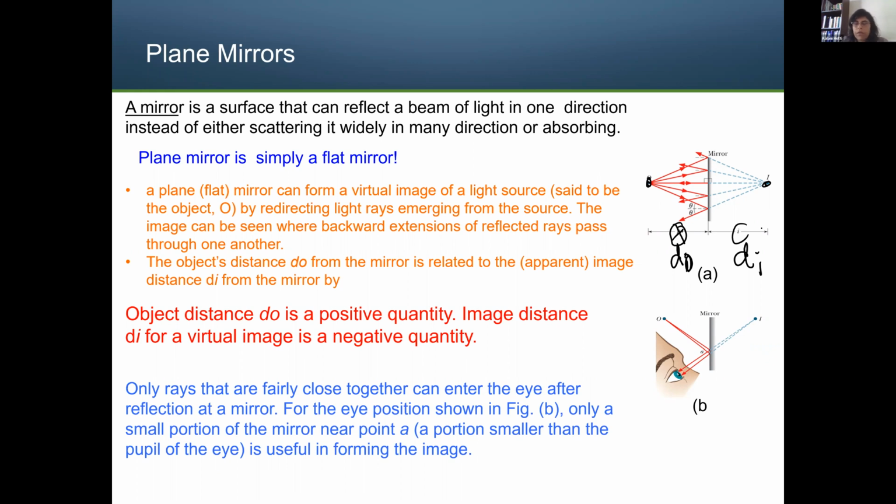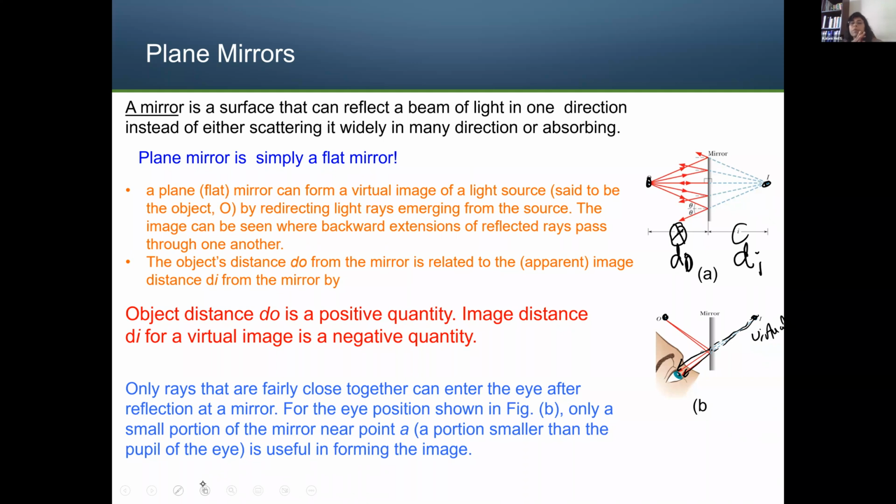Okay, so now if I have an object here, this is how the light will travel. It will go to the mirror, and then you're going to see that light in your eyes. Then you extend that light, and that will be your image. Now you will see a virtual image in this case. Okay, that is what we call the plane mirror.